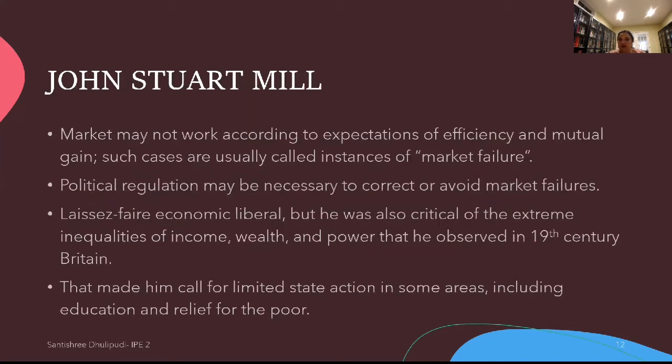John Stuart Mill. Markets may not work according to expectations of efficiency and mutual gain. Such cases are usually called instances of market failure. Political regulation may be necessary to correct or avoid market failure. So he looks upon the state as having some limited influence.